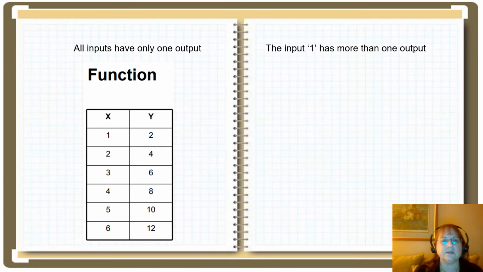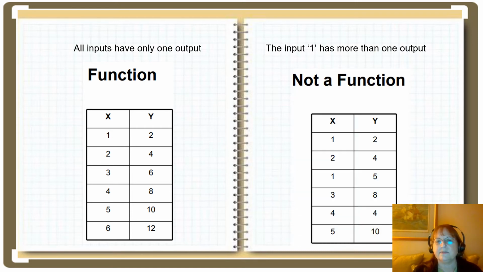Another way to look at a function is through a table of values, where you have your inputs or your x values or your domain, and your outputs, your y values or your range. The inputs or the x values are all unique. There are no repetitions. The inputs are 1, 2, 3, 4, 5, and 6. So there's no duplication on the inputs, which makes this a function. The outputs don't matter whether there's any repetition.